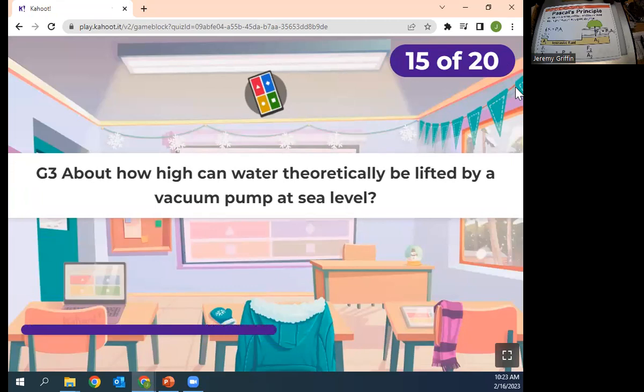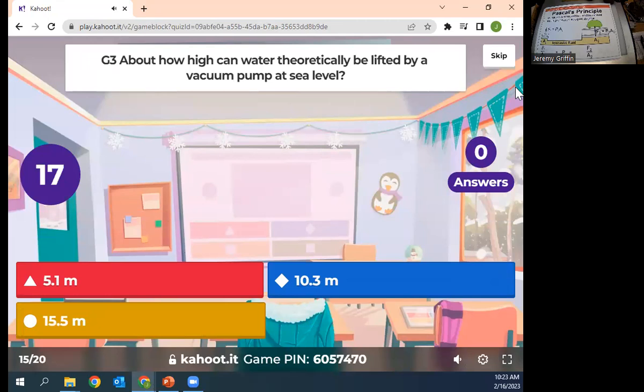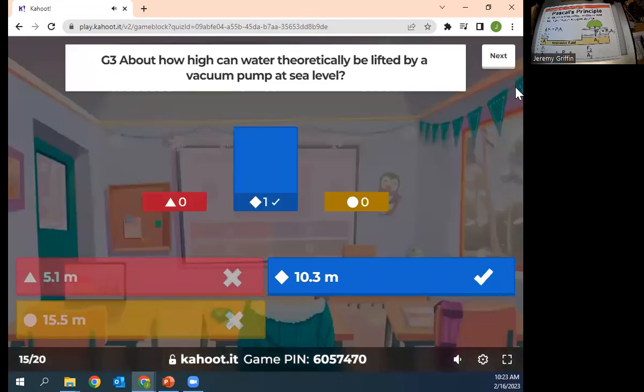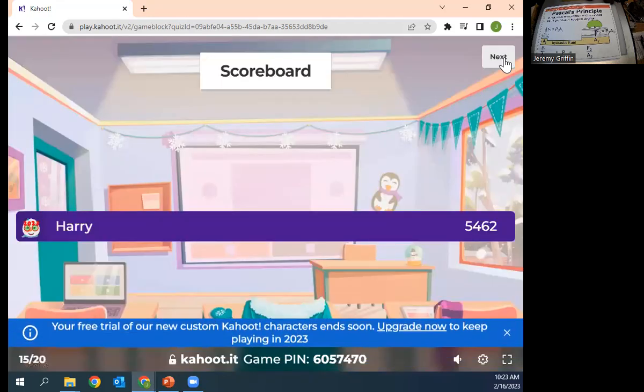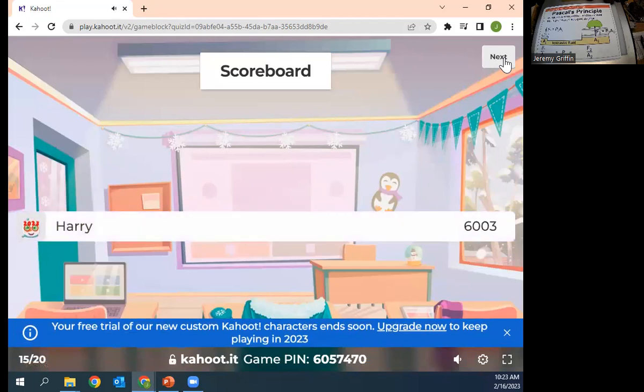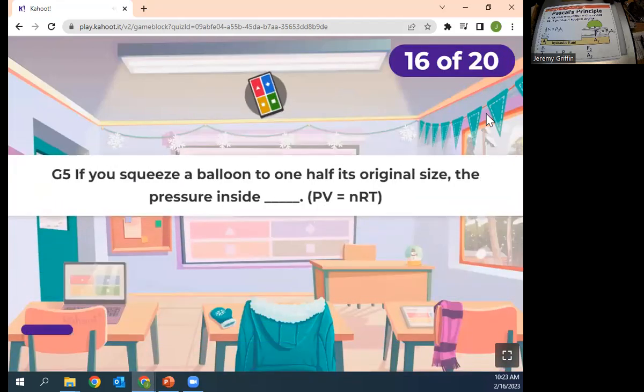How high can water be lifted by a vacuum pump? Like, what's the longest straw you can theoretically use? We talked about this one last semester. What's the longest straw on Earth? It has to do with atmospheric pressure. Yeah, 10.3 meters. Right now, the atmospheric pressure on us is about 100,000 pascals. It's as if we're at the bottom of a 10-meter deep swimming pool. We feel that equivalent amount of pressure on us.